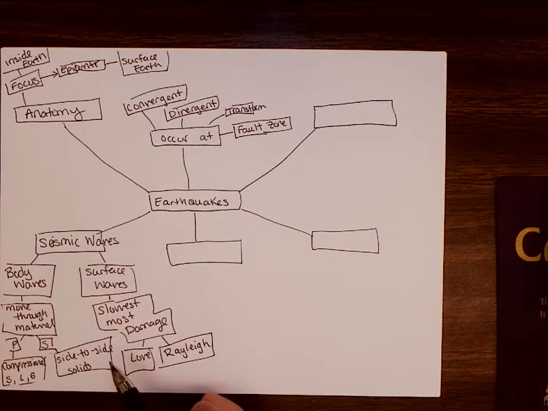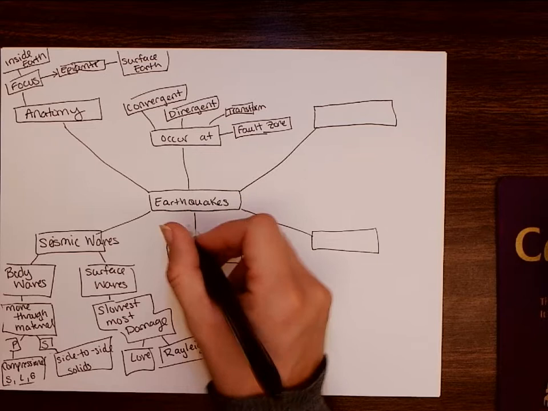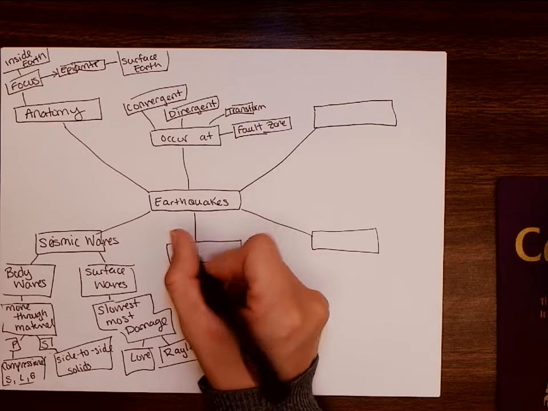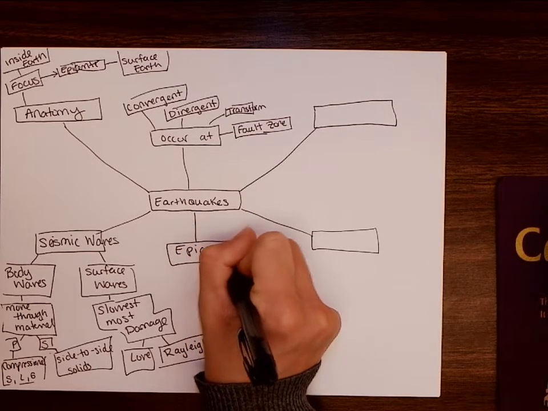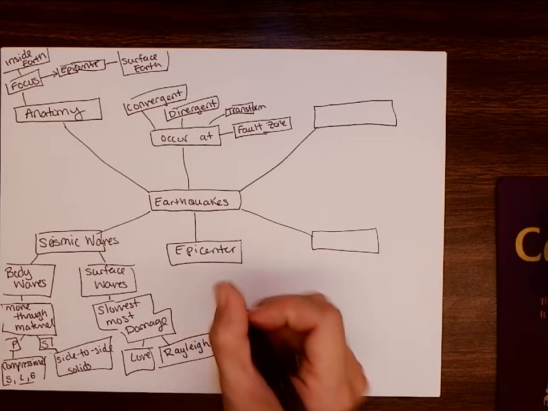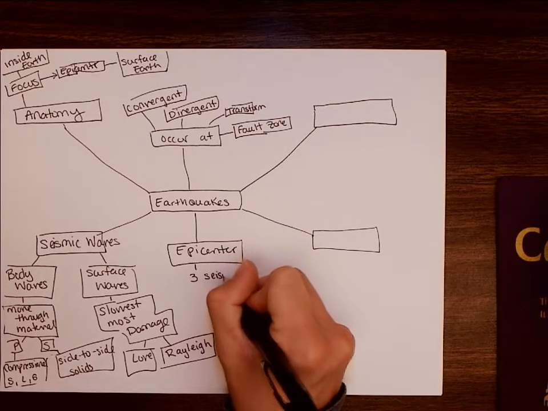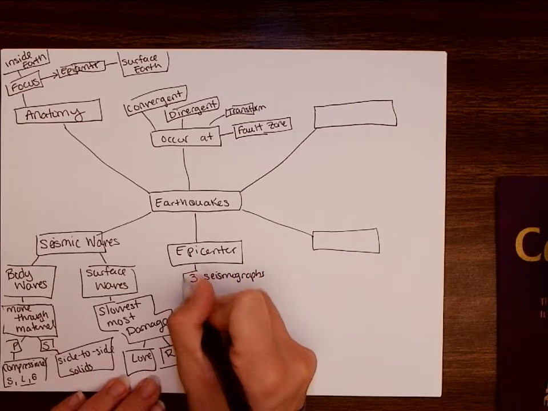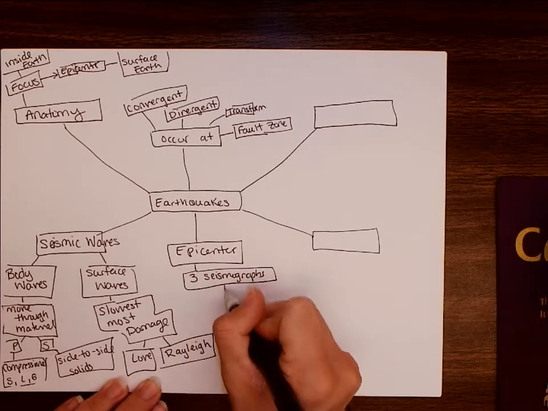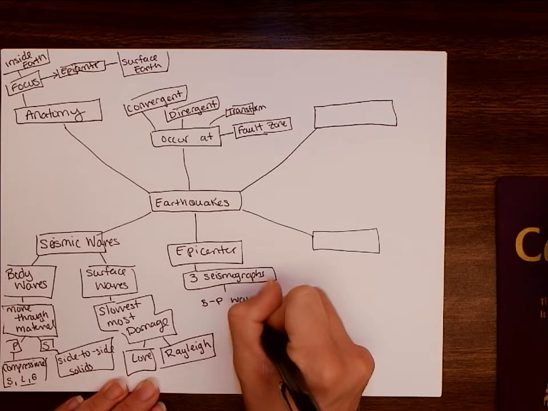Once we know these two different types of waves, we can then try to locate the epicenter of an earthquake. So if we go here, our next one that we're going to start at, locate the epicenter. And we spent a few days working on this. Basically, we know we need 3 seismograph stations. And we will look at those readings, and we will determine the difference in the S and P wave time interval.